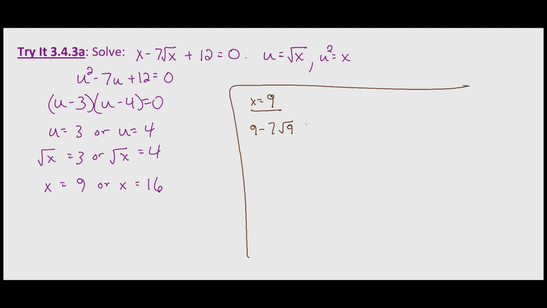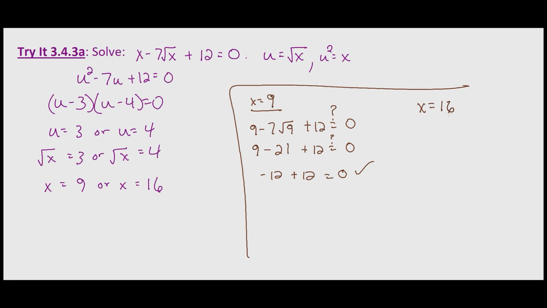So 9 minus 7 times the square root of 9 plus 12, does that equal 0? So 9 minus 21, because the square root of 9 is 3, 7 times 3 is 21. 9 minus 21 does equal negative 12, plus 12 does equal 0.